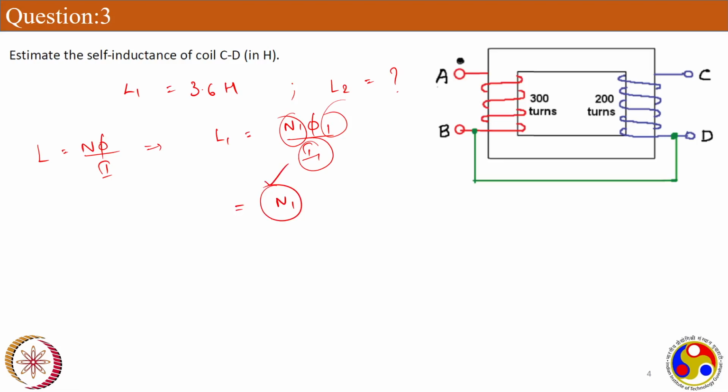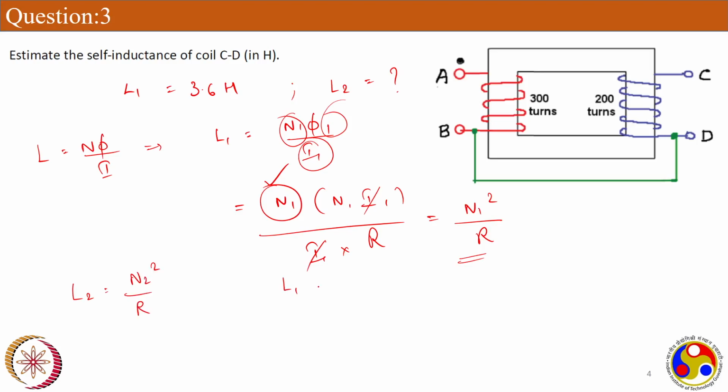Now we know flux is equal to MMF by reluctance. The reluctance of the core is the same for both coils L1 and L2. So I'm writing flux, MMF is Ni, right? N1 I1 divided by I1 into reluctance R. Now I1 gets cancelled. L1 is equal to N1 square by R. This relation also holds for the second coil. So L2 is nothing but N2 square by R.